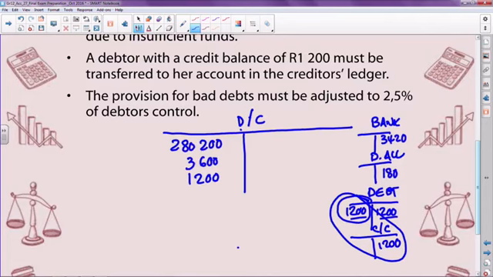Now, we've got to work out our provision based on 2.5%. And obviously, you want to know how we're going to do that.